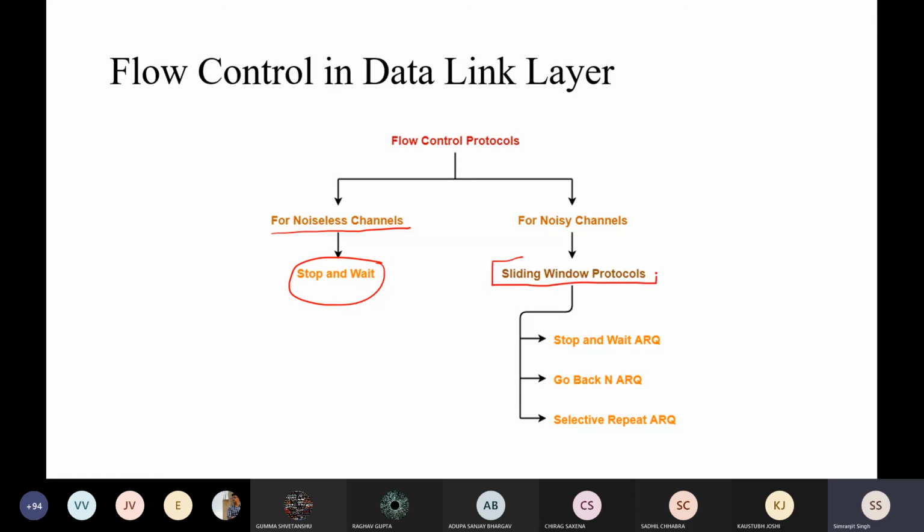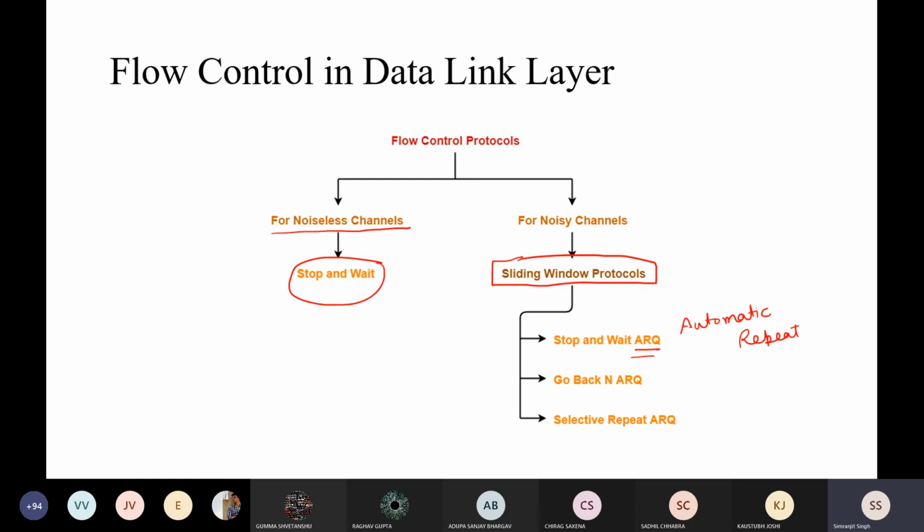There are three types of sliding window protocol. That is your stop and wait ARQ. ARQ means automatic repeat request. We will go deep into every protocol that is defined there. Another one is go back N ARQ. I'll tell you about this one as well. Third one is your selective repeat ARQ. ARQ means automatic repeat request.